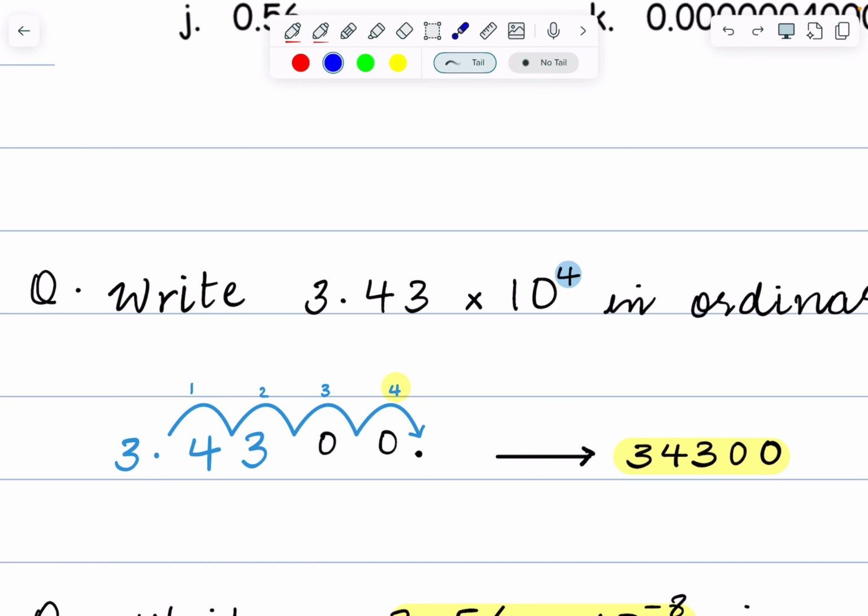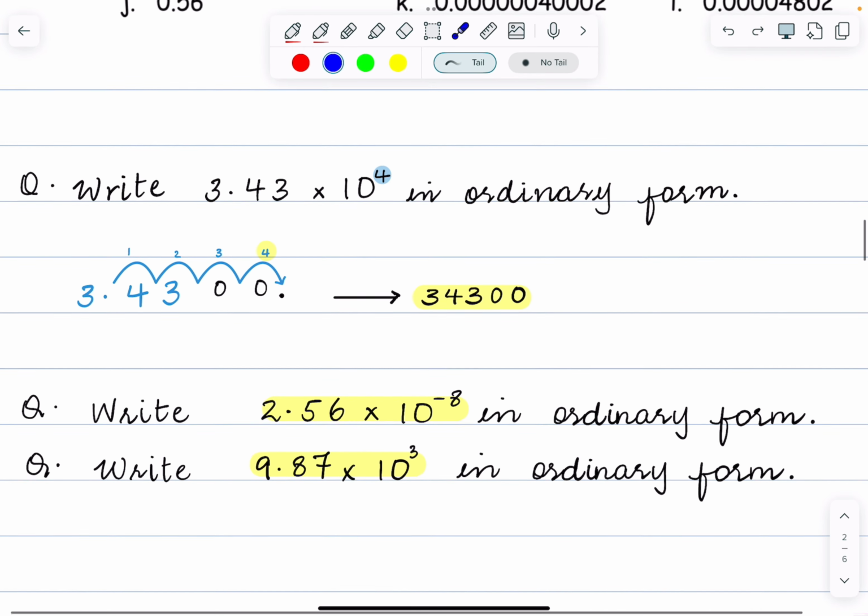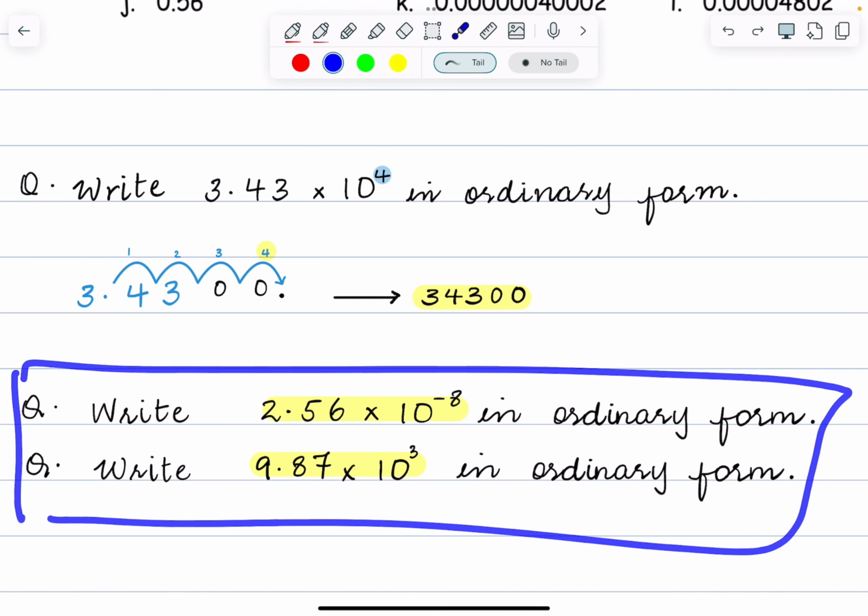Clear? Okay, try these two parts. Good luck. These two.